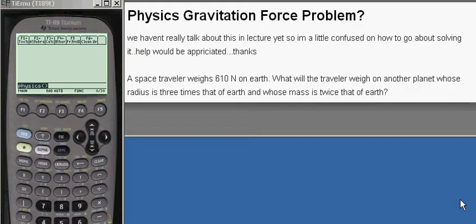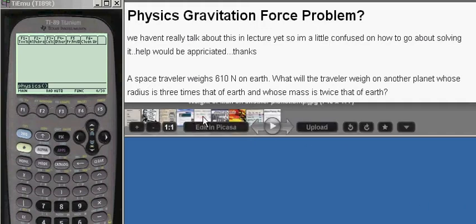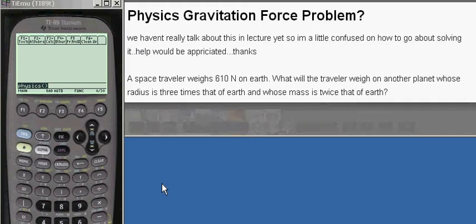Physics problem, as you can read it. This person sent this into Yahoo for an answer, and I thought I'd answer it for him. A space traveler weighs 610 newtons on Earth. What will it weigh on another planet? Well, let's do it. Physics, to get to my main menu.